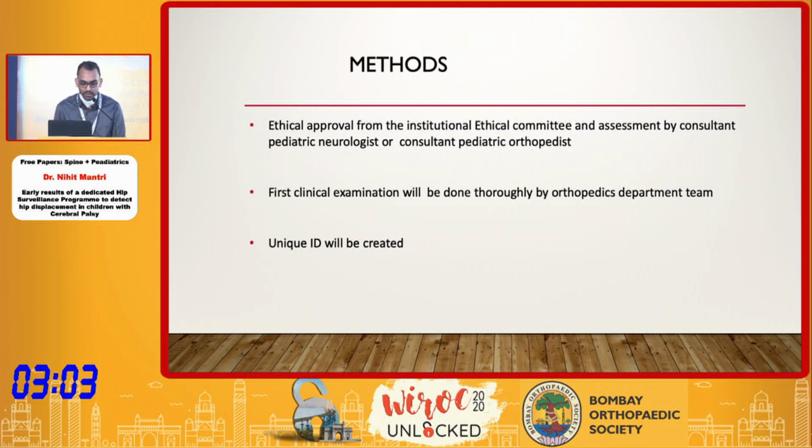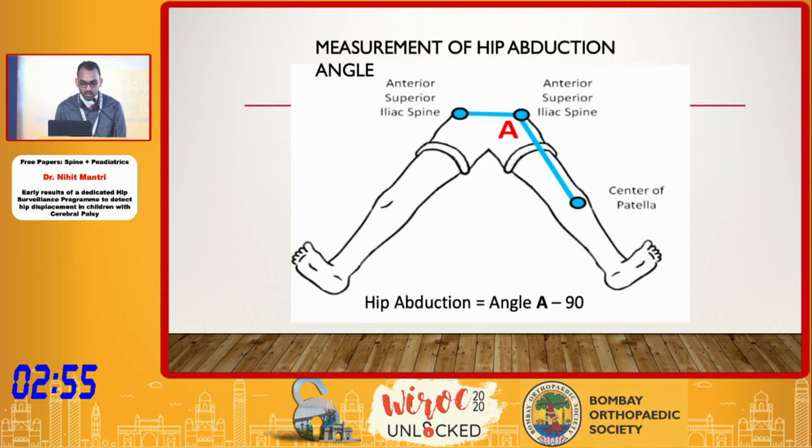Ethical approval was obtained from the Institutional Ethical Committee. Then examinations were done by the pediatric neurologist and the pediatric orthopedist, and a unique ID was created for each child. This was how we measured the hip abduction angle.